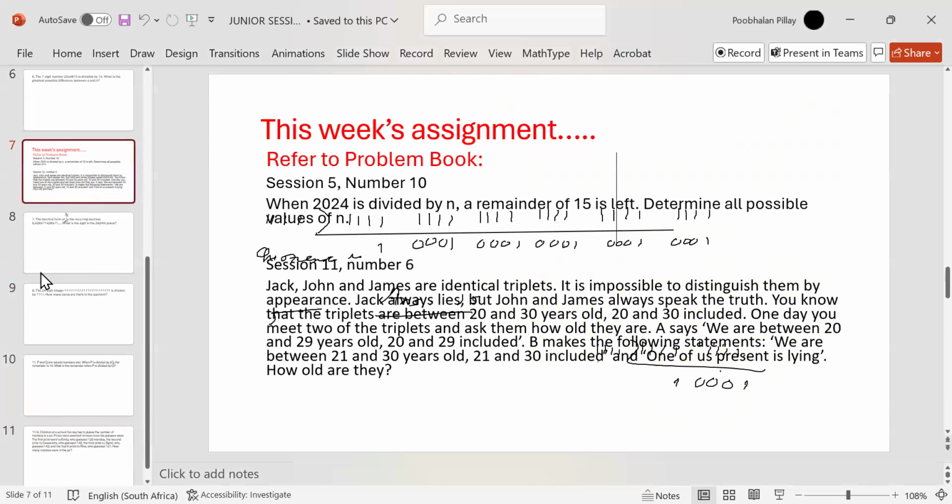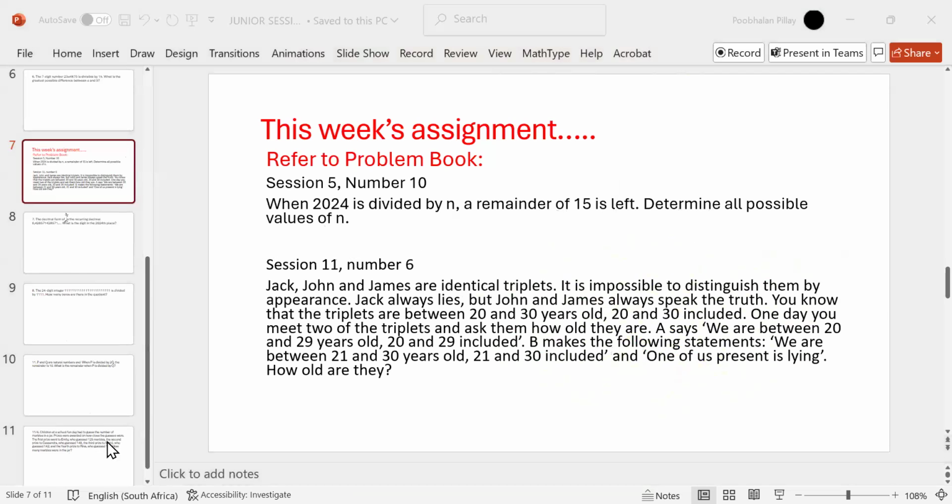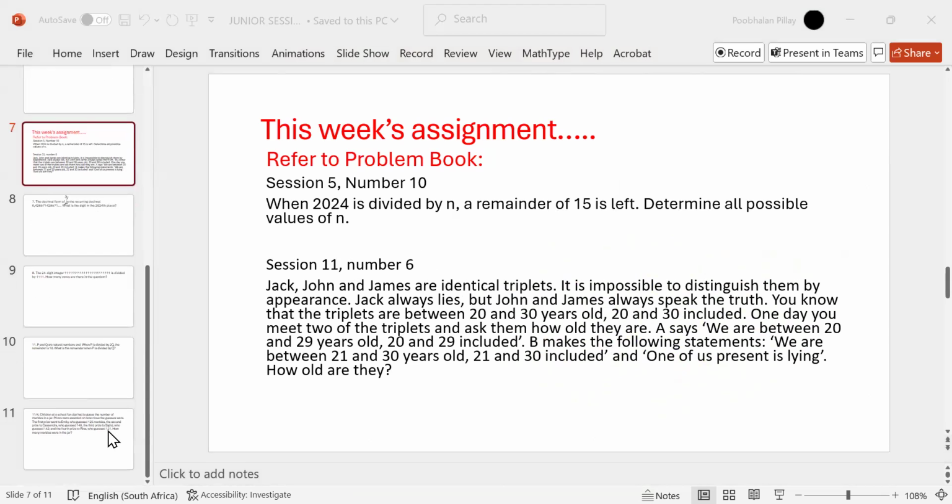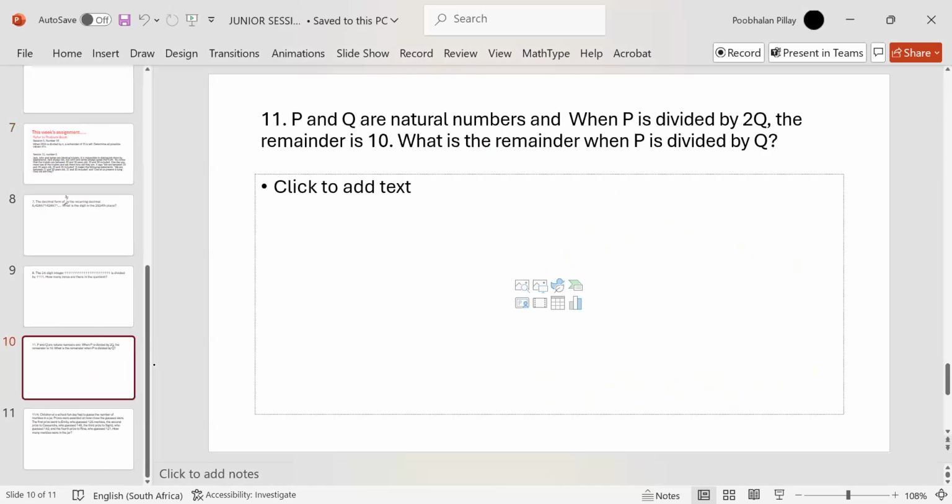Okay, the next problem. Is that one. P and Q are natural numbers. And when P is divided by 2Q, the remainder is 10. What is the remainder when P is divided by Q?